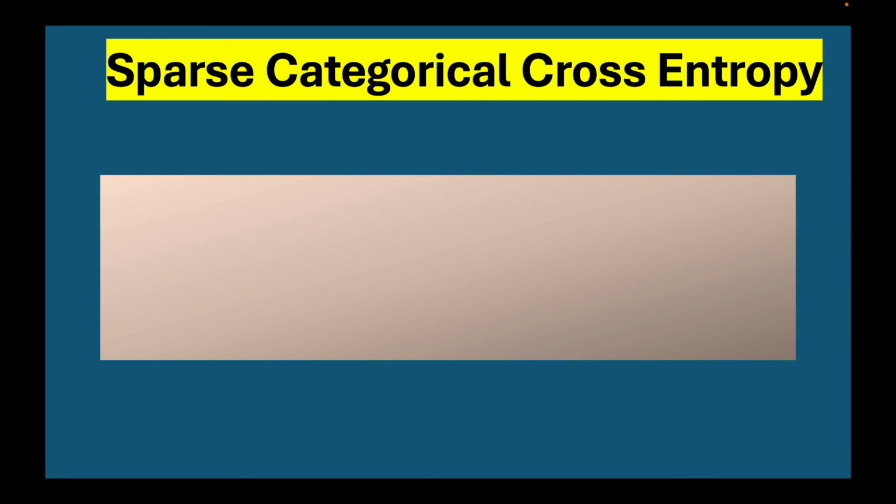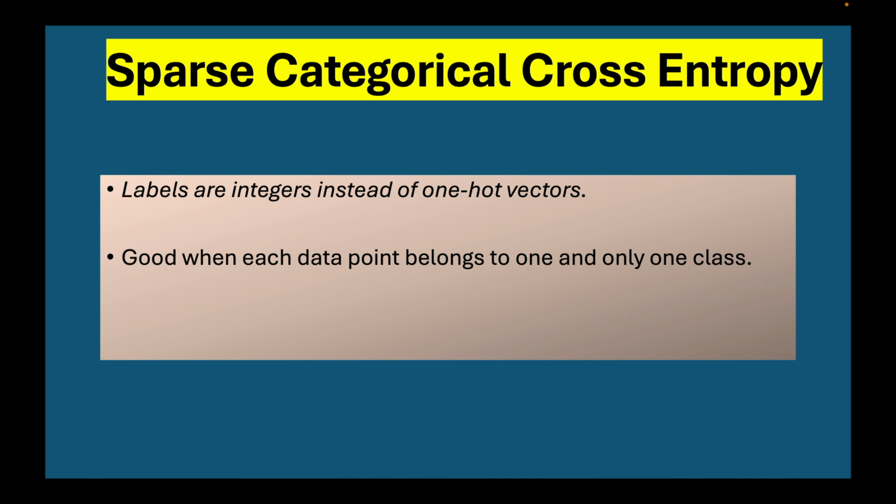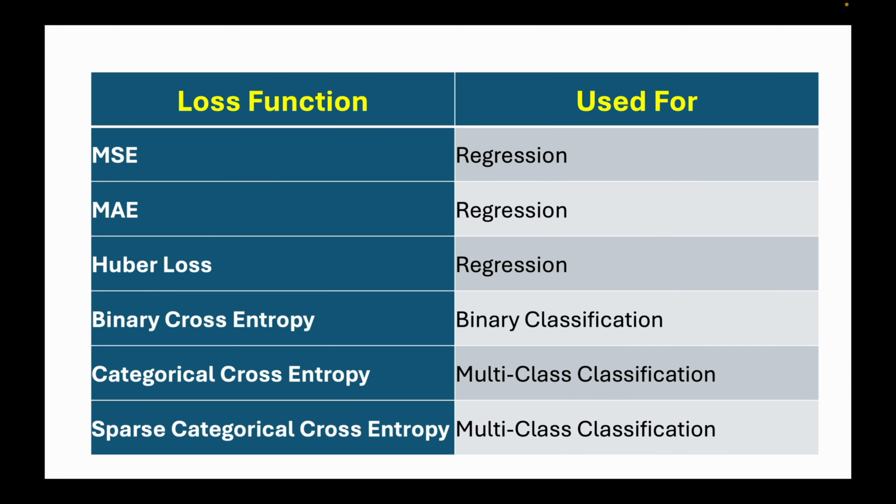Sparse categorical cross entropy is the same as categorical cross entropy, but the labels are integers instead of one-hot vectors. This loss function is good when each data point belongs to one and only one class, and it is more memory efficient. Now let's summarize all of the loss functions.